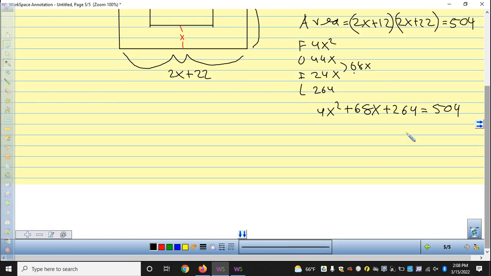Well, this is a quadratic equation. I know I want 0 here. I want it to equal 0. So to make that happen, I'm going to subtract 504. When I do that, I get 4x squared plus 68x. 264 minus 504 is negative 240 equals 0.